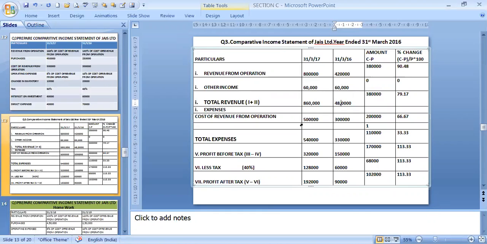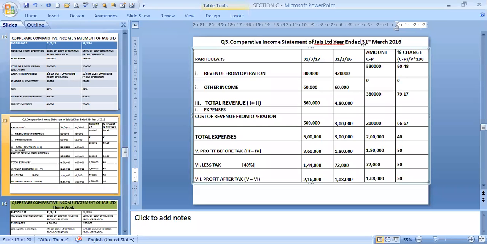Then we have to get the expenses, where there is only cost of revenue from operation, which is 5 lakhs in the current year and 3 lakhs in 2016. So we subtract 8,60,000 minus 5 lakhs. Revenue from operation is 8 lakhs and 60,000 other income, so 8,60,000 was our total revenue. When we subtract our total expenses of 5 lakhs, we get profit 3,60,000. Similarly, we got profit over here 1,80,000.